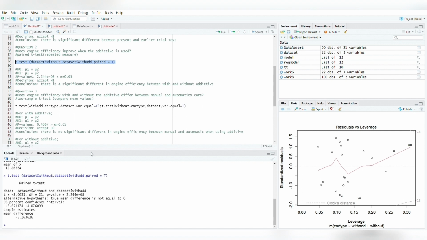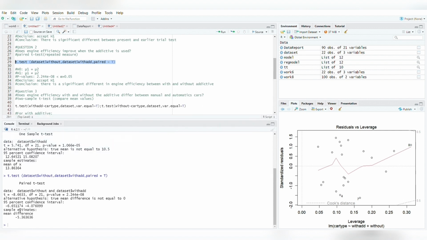Here, the result is shown. The dataset without and dataset with additive. So the p-value is 2.244, and it also shows the mean difference for both data.